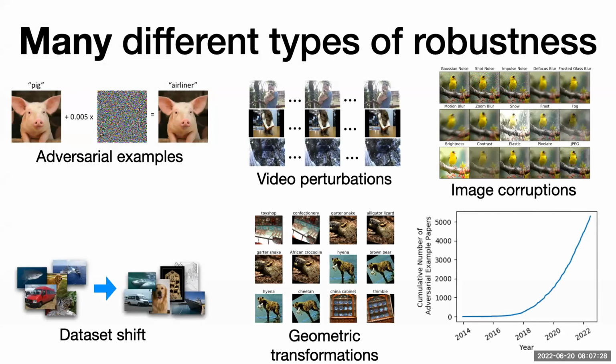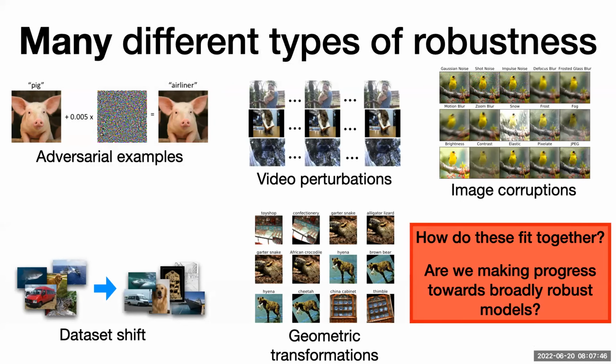At a high level, over the past few years, researchers have proposed a lot of different robustness notions, ways to test neural networks. And there's a big question coming out of all of this: how do these different robustness notions fit together? Neural networks fail in a variety of ways. Are we making progress towards models that are broadly more robust, not just to one of these different kinds of robustness issues, but ideally many of them? And these are going to be the two main questions for this part of the tutorial.